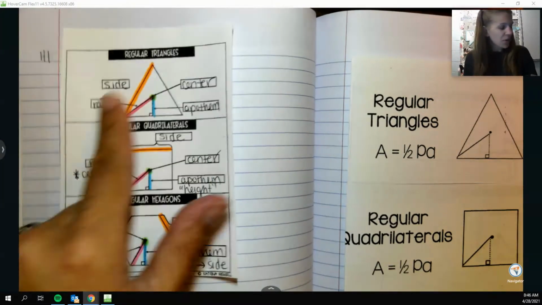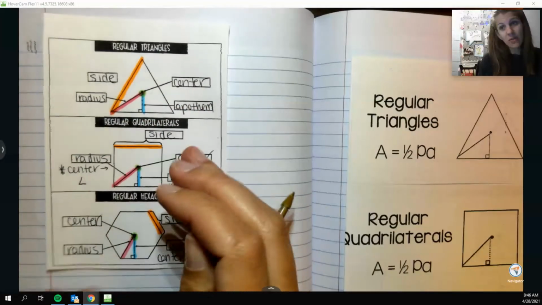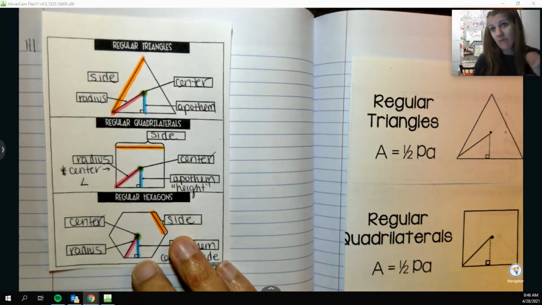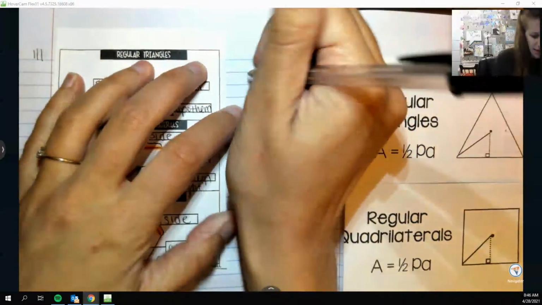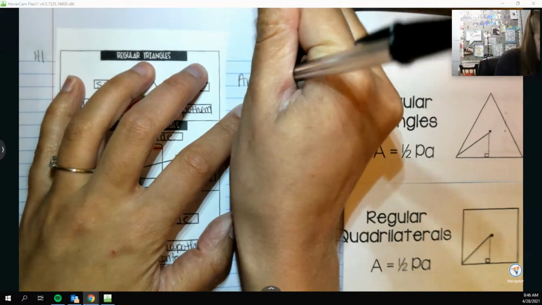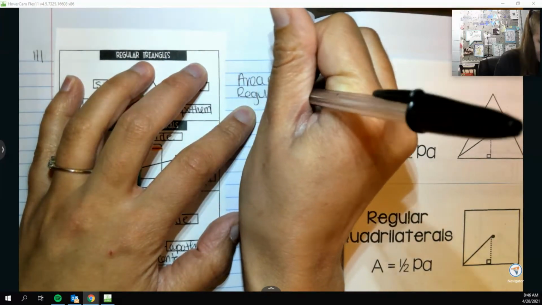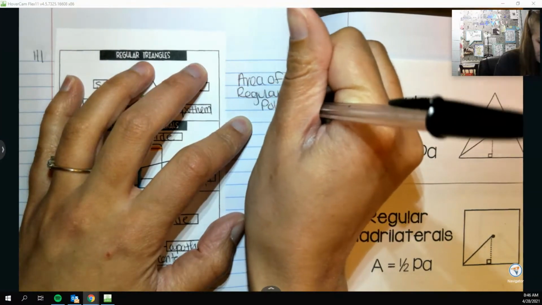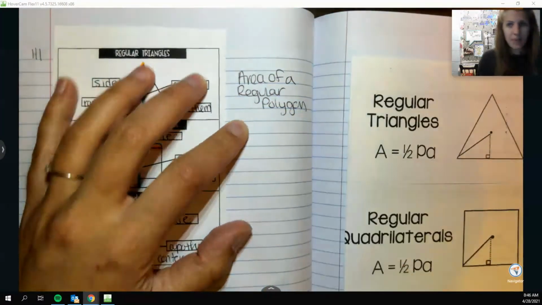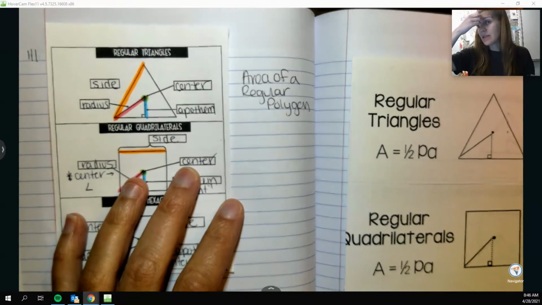The reason we need to know all of this is because if I want to find the area of a regular polygon, you can break it up into little pieces and then add up the sum of its parts.